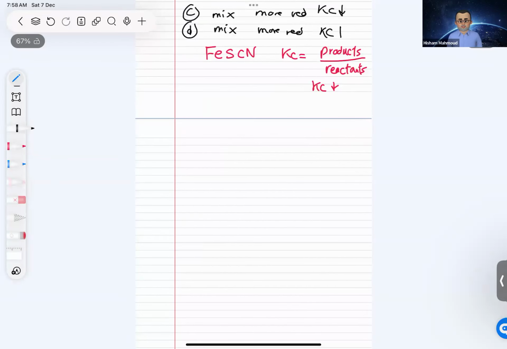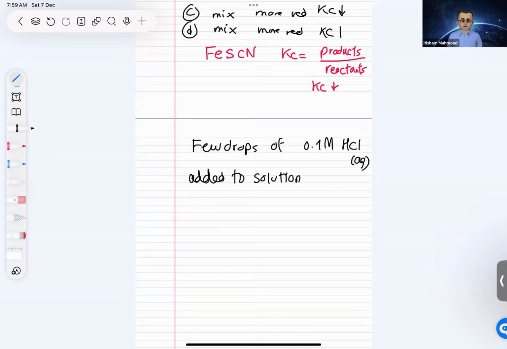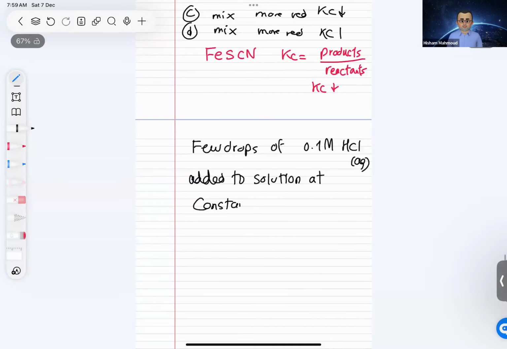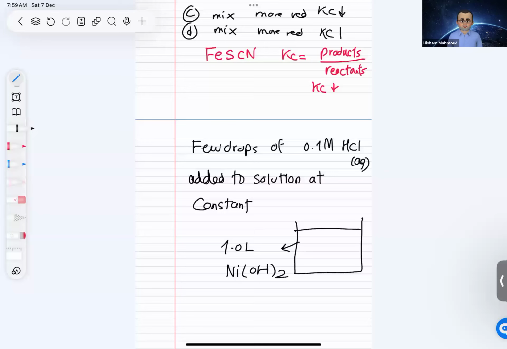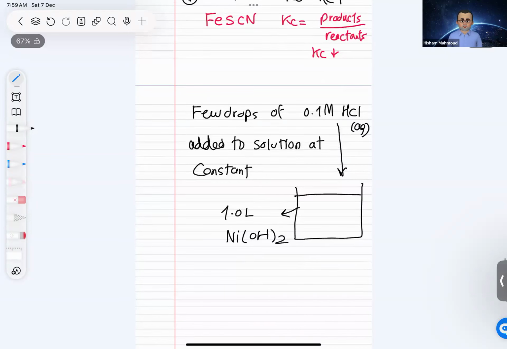So I have one more question, which is saying that I have a few drops of 0.1 molar HCl aqueous solution added to a solution at constant temperature. The solution is inside a beaker, and this beaker has 1 liter solution of nickel hydroxide. So I have nickel hydroxide 1 liter, and then I have added a few drops of 0.1 molar HCl to the solution. What will happen to the solution?